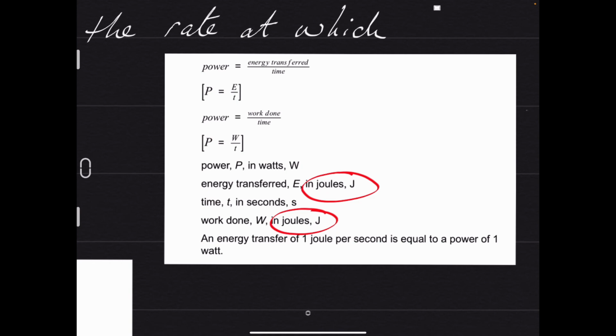So the best way to understand power is to break it down here, as we have seen, and I'll repeat again: an energy transfer of 1 joule per second is equal to a power of 1 watt. Now this holds true for this equation and this equation.